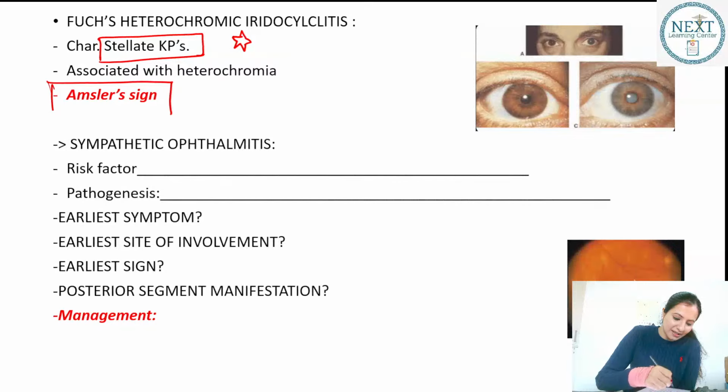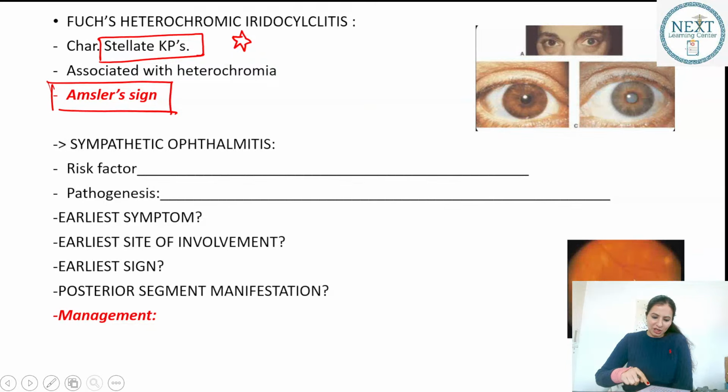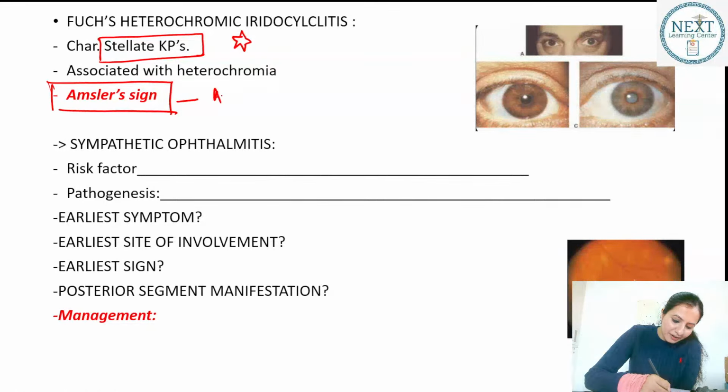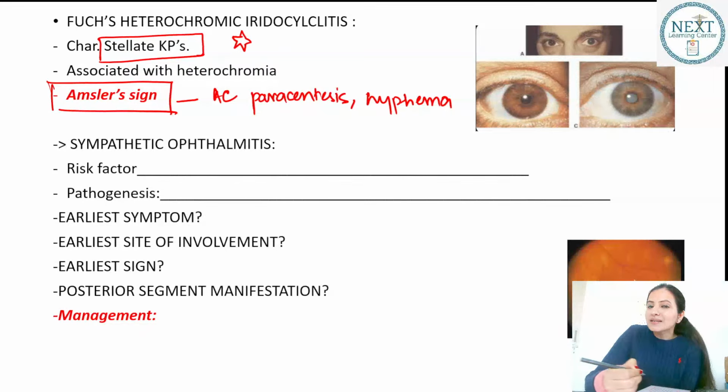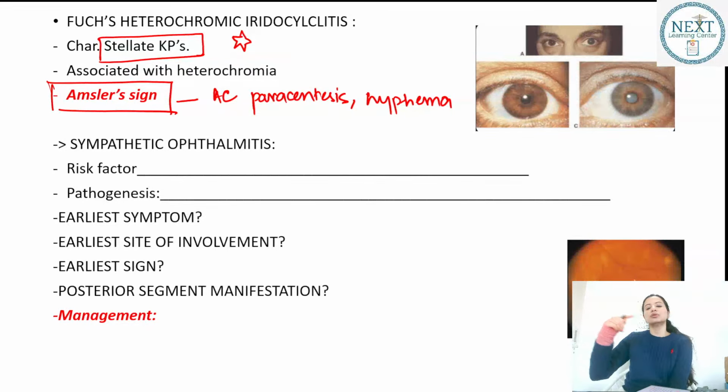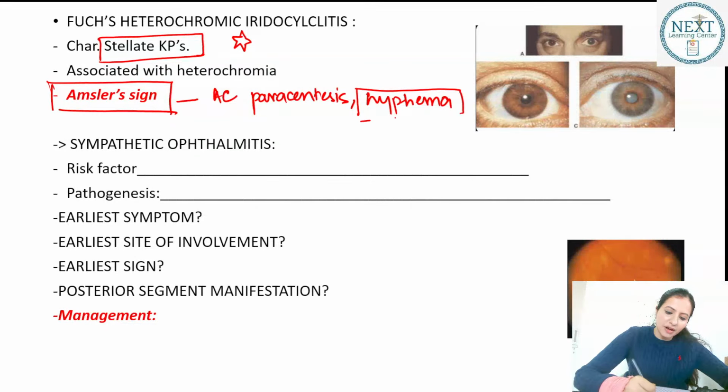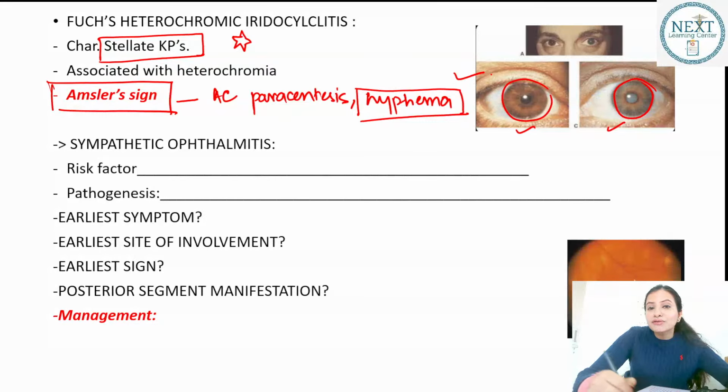Then is Amsler sign. See, what happens is there is a lot of inflammation in the eye. So whenever you try to do anterior chamber paracentesis, because of the inflamed iris, there will be hyphema. The eye vessels are inflamed. So as soon as you do anterior chamber paracentesis, there will be IOP fluctuation and there will be presence of hyphema. That is your Amsler sign. If you look at this, there is heterochromia. Heterochromia means iris of both the eyes has a different color.